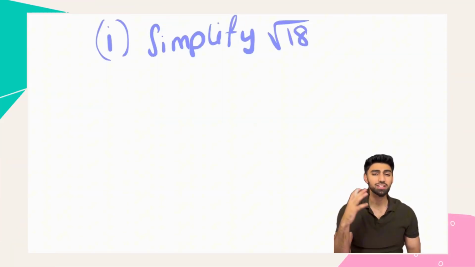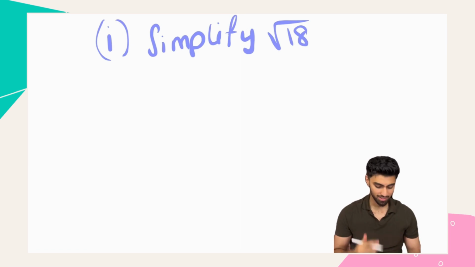Remember, surds are just fancy square roots, and to simplify any surd, we must look for two factors, one of which is a square number.